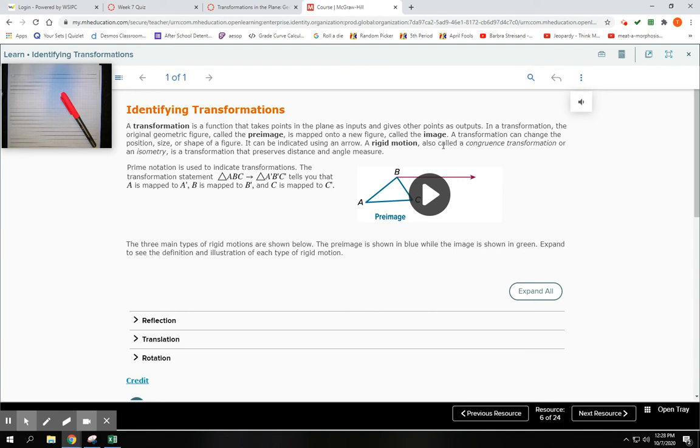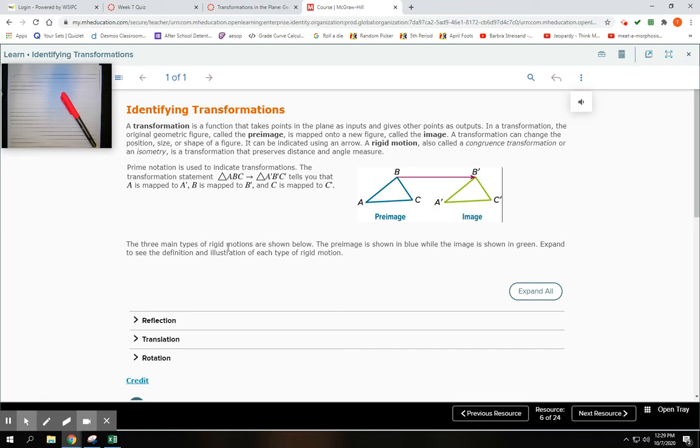A rigid motion, also called a congruence transformation or an isometry, is a transformation that preserves distance and angle measure. Prime notation is used to indicate transformations. The transformation statement, triangle ABC to triangle A prime, B prime, C prime, tells you that A is mapped to A prime, B is mapped to B prime, and C is mapped to C prime.